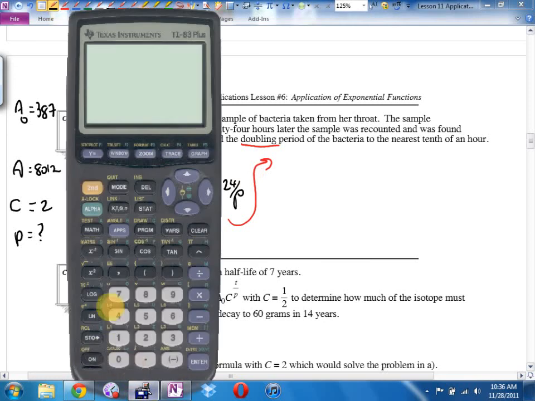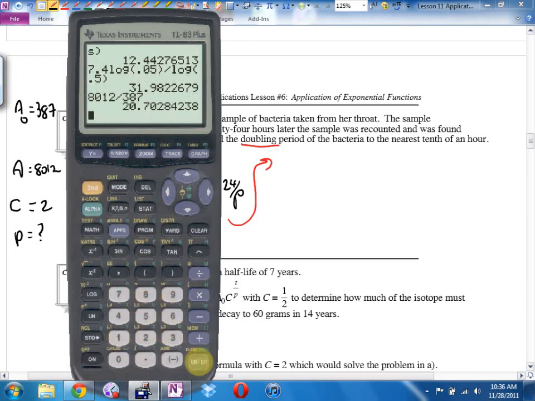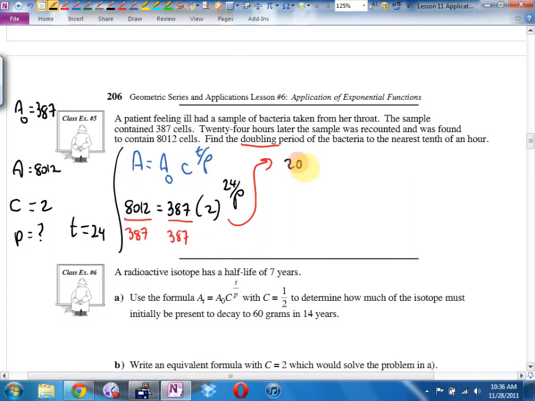Leah, where is the letter P sitting? Exponent. So how am I going to solve it? Take the log of both sides. Yep. I can fit a log in there, and I can fit a log in right there. And I'll get this. The log of 20.7 equals 24 over P log 2.